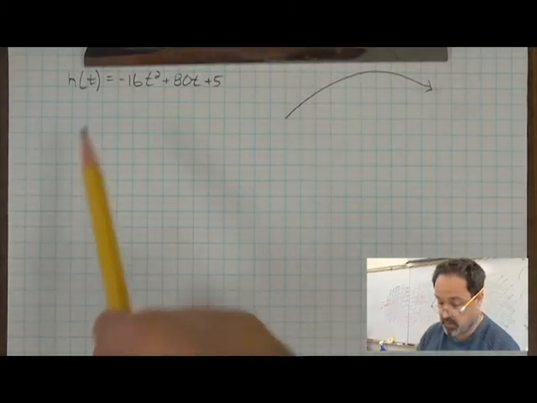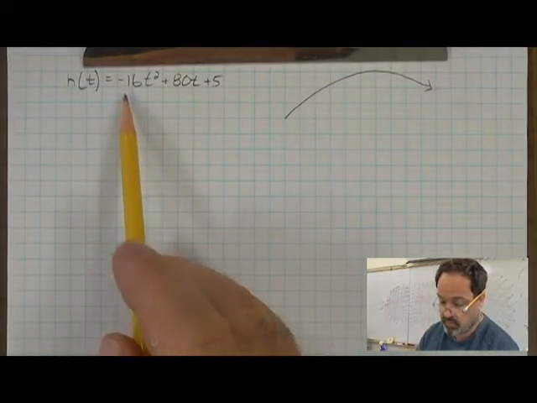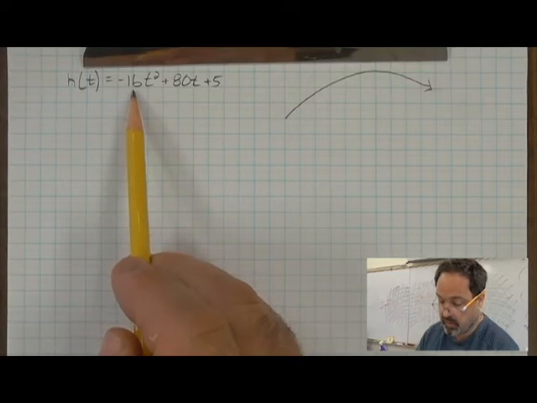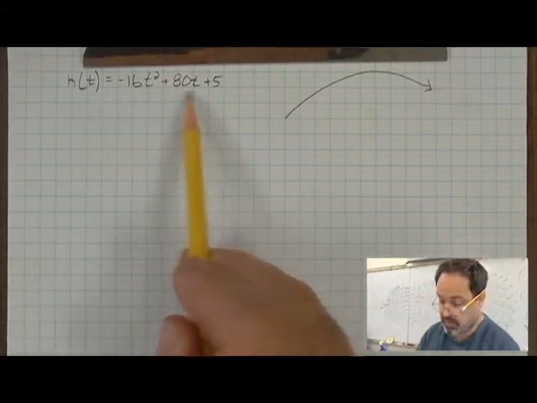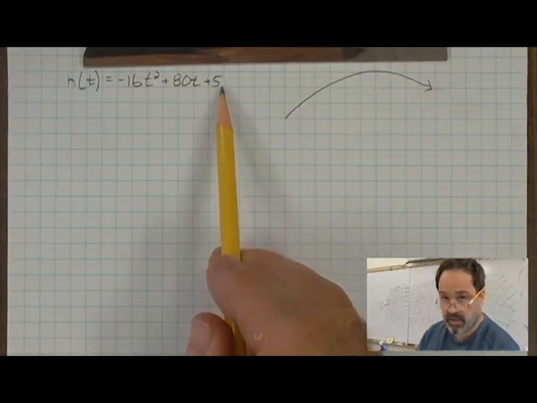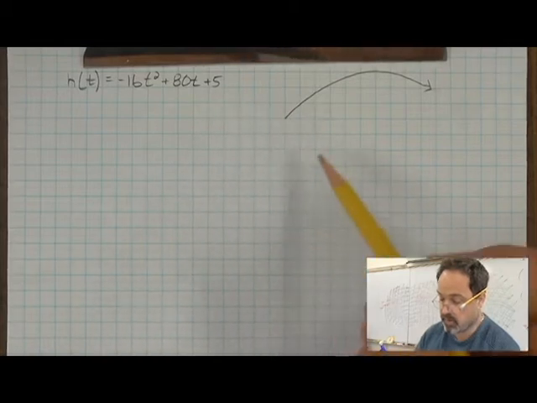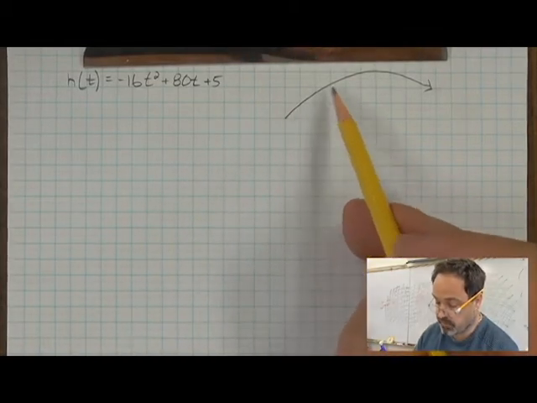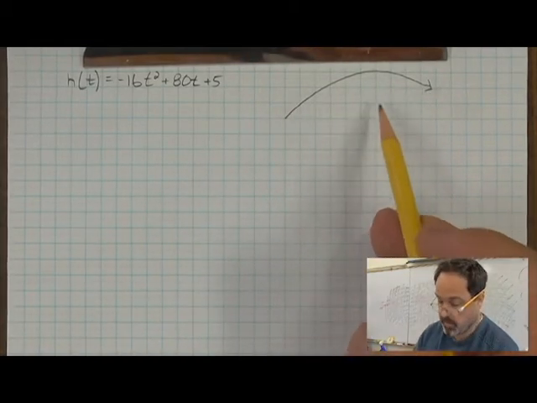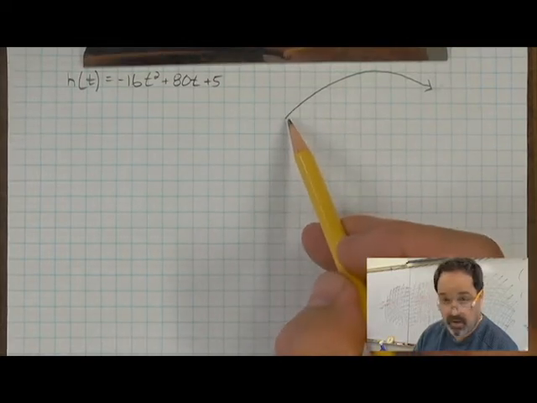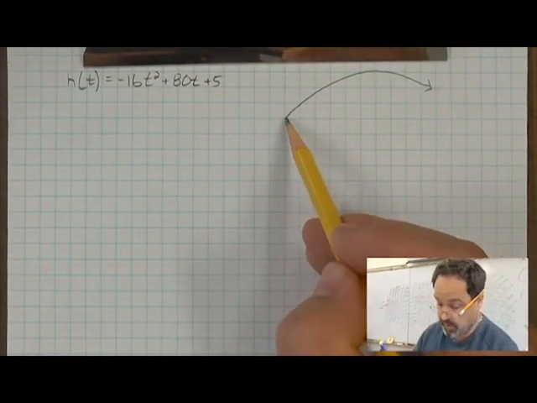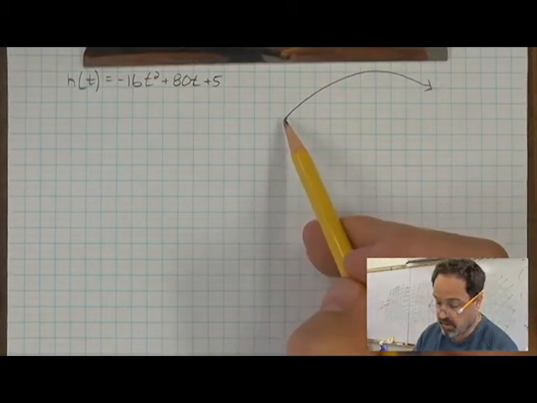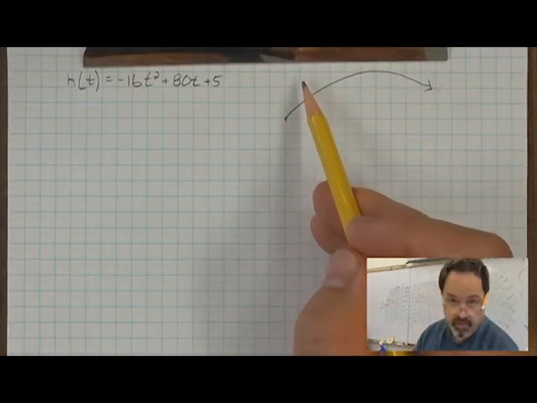I have an equation, h of t is equal to negative 16t squared plus 80t plus 5. And we're going to imagine that this equation is for the height of an arrow t seconds after it's been fired. The arrow is going to have a parabolic trajectory. This function determines the height in that trajectory. So the arrow starts at an initial position, it's going to go up, and it's going to come down.